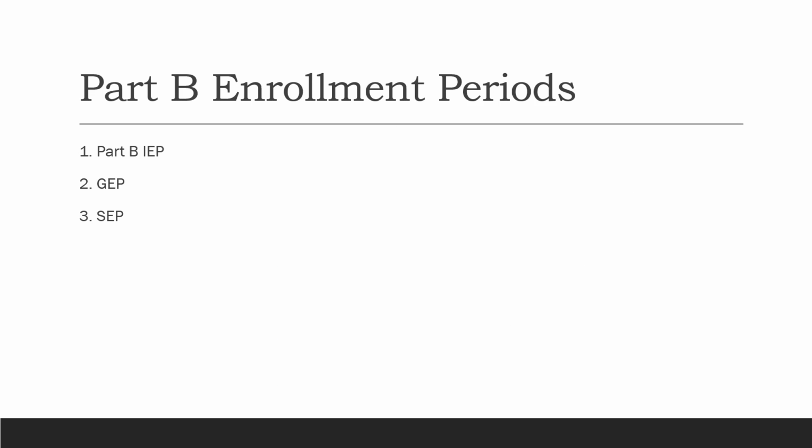So Part B enrollment periods, there's actually 3 Part B enrollment periods. The first one is Part B IEP. That's pretty much when you first become eligible for Medicare at age 65. And we'll go into each one now.